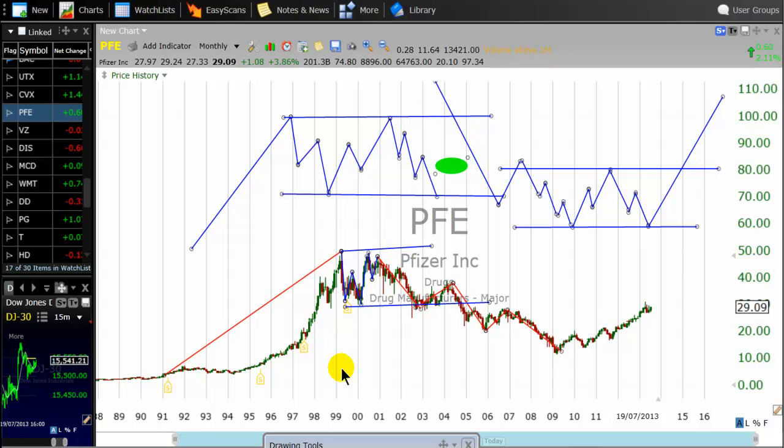Now, what's the difference between a classic flat correction and an expanded flat correction? In the case of an expanded flat correction, instead of the price staying in the horizontal channel, as we have seen for the classic flat correction, the price will come out of the horizontal channel. So, price will stay in the horizontal channel for a while, ABC, ABC, and then 1, 2. But then it will break out of the horizontal channel, as we have seen here, a typical example for Pfizer.